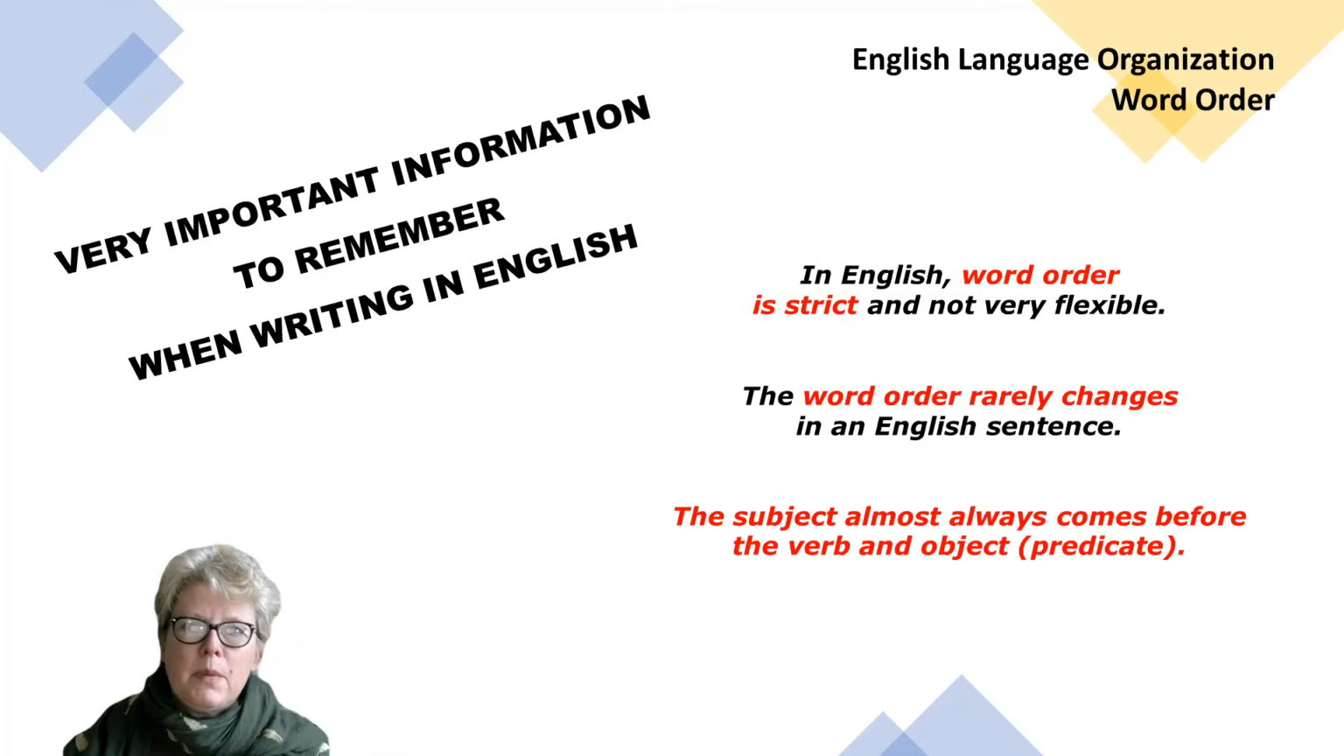Very important information to remember when writing in English. In English, word order is very strict and not very flexible. The word order rarely changes in an English sentence. The subject almost always comes before the verb and the object, the predicate.